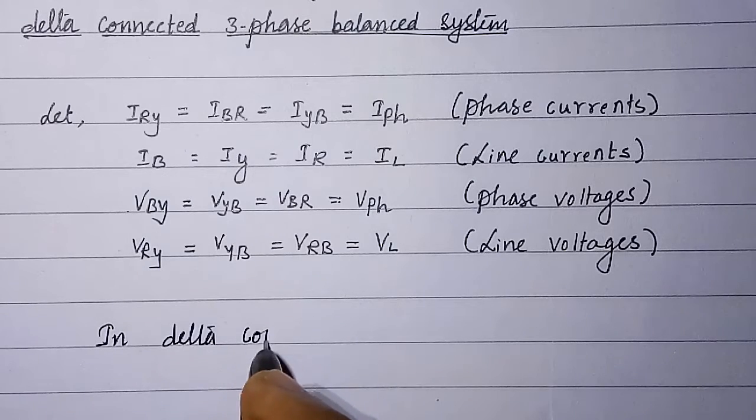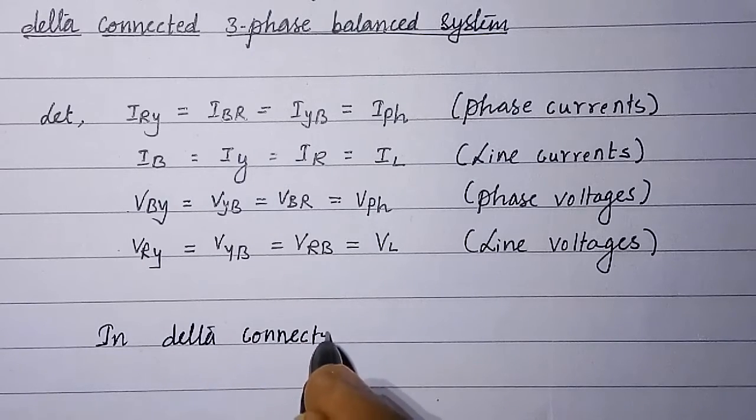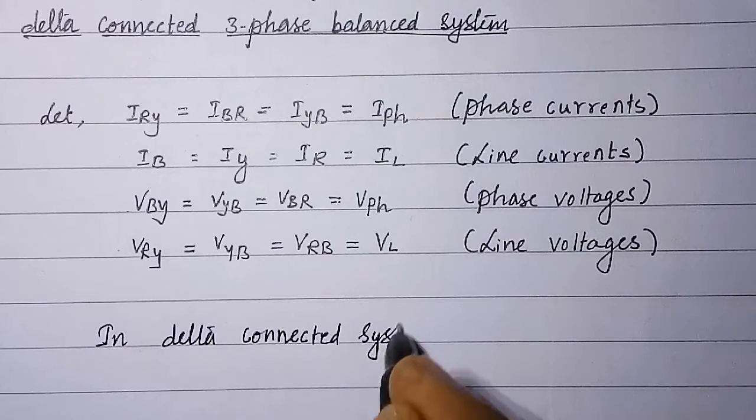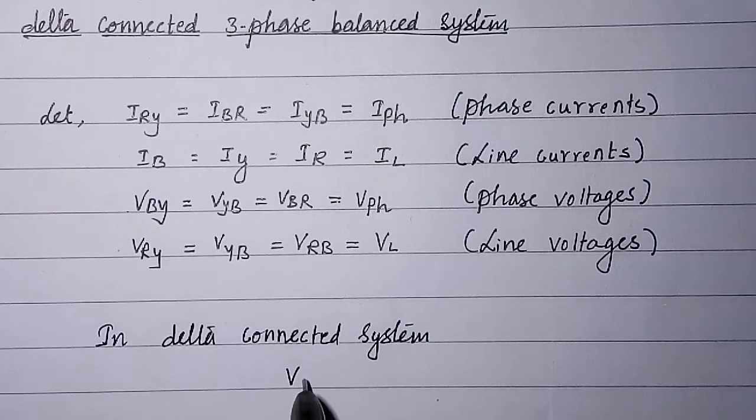In delta connected system, phase voltage and line voltages are equal. We have to derive the relationship between phase current and line current. So first let us draw the circuit diagram and phasor diagram.